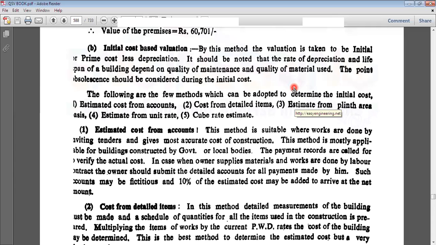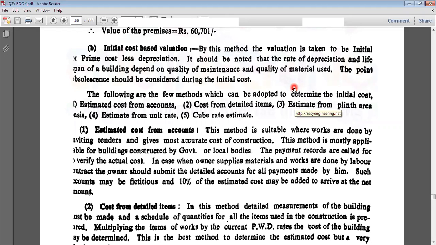Okay, now estimated cost from the accounts, how is it considered? This method is suitable where works are done by inviting tenders and gives the most accurate cost of construction. This is most applicable for buildings constructed by the government or the local bodies. The payment records are called for to verify the actual cost.